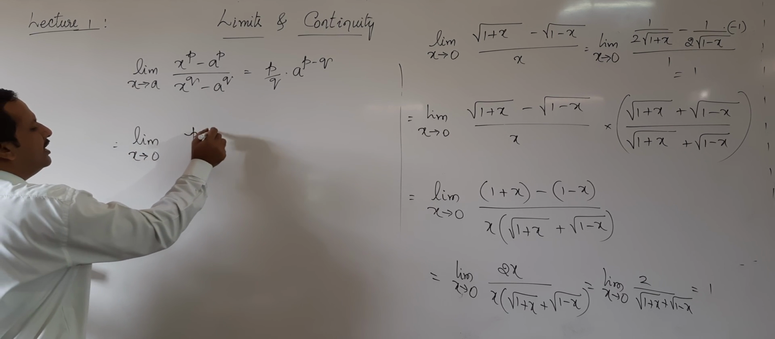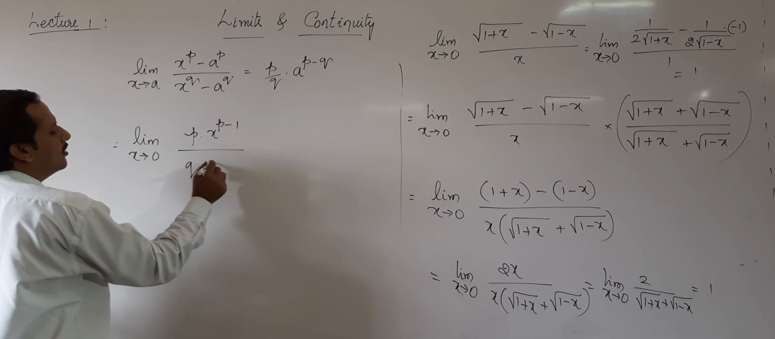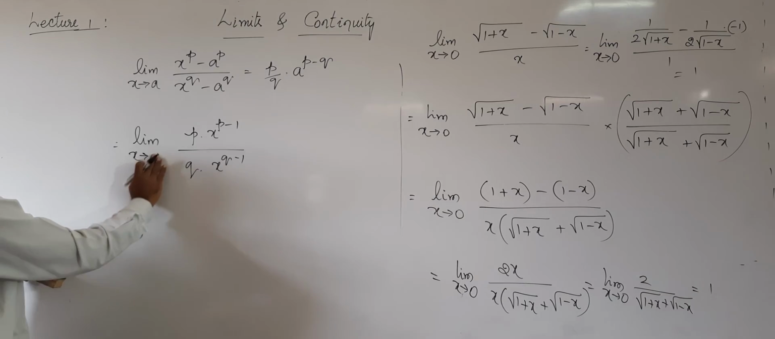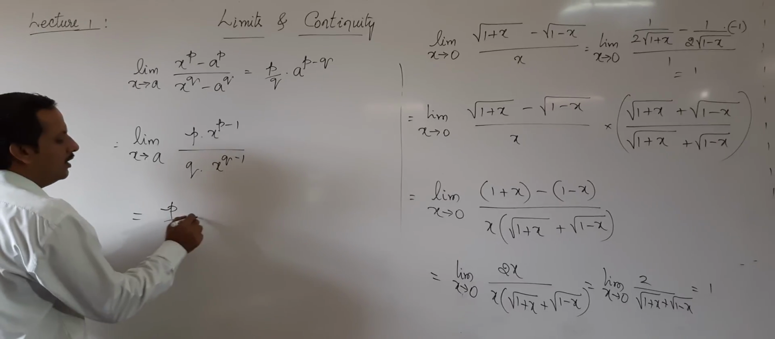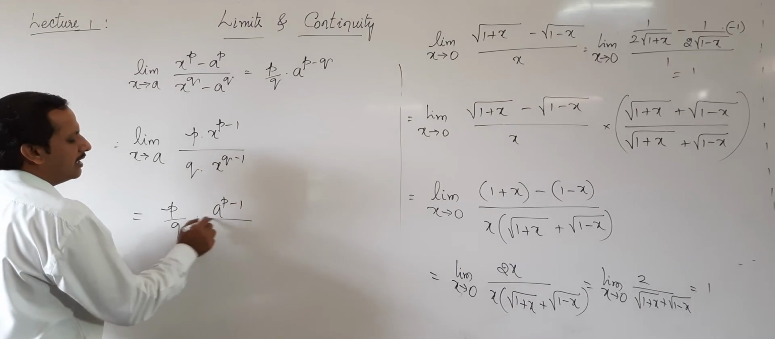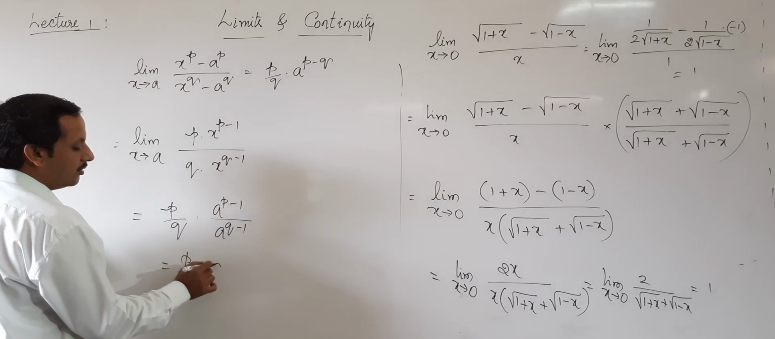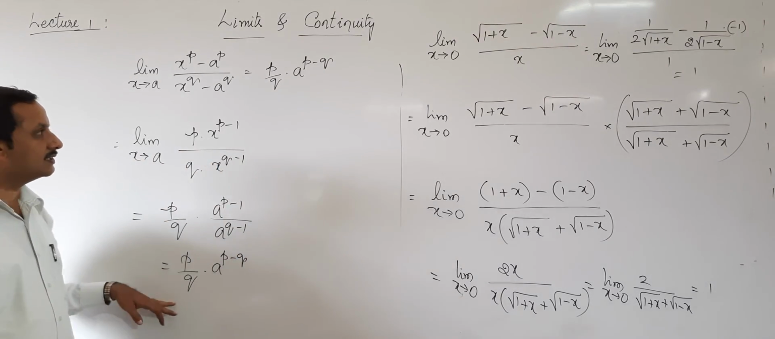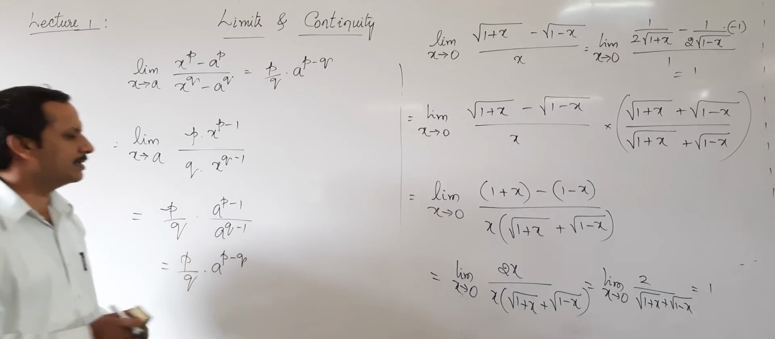It will become p into x power p minus 1 divided by q into x power q minus 1. Apply the limit as x tends to, not 0, x tends to a, so we will have p by q into a power p minus 1 by a power q minus 1. So that will give you p by q into a power p minus q. Okay? This is the answer. You can either directly remember the formula or you can use L-Hospital's rule.